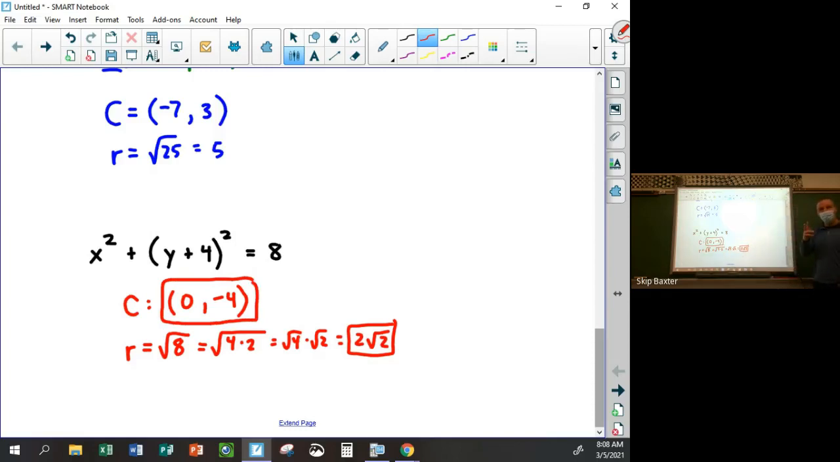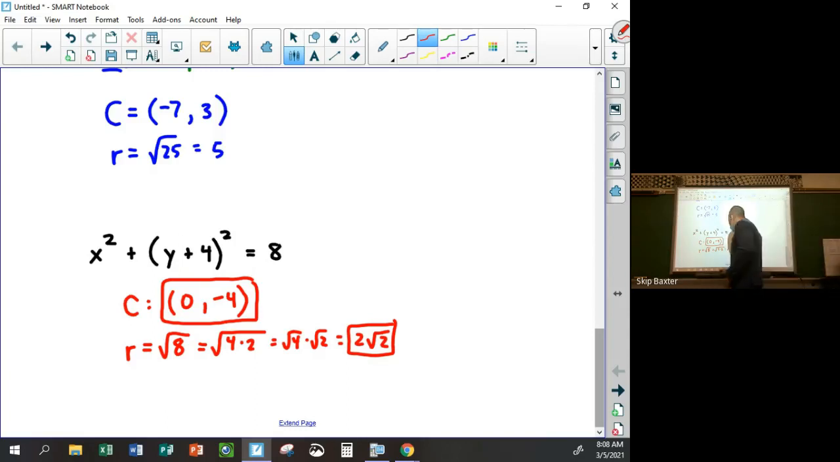Okay, so two things you need to be able to do. If they give you a description of a circle or a graph of a circle, you have to be able to write its equation. And if they give you the equation of a circle in standard form like this, you need to be able to find the center and radius or graph it. Okay? Any questions on that?